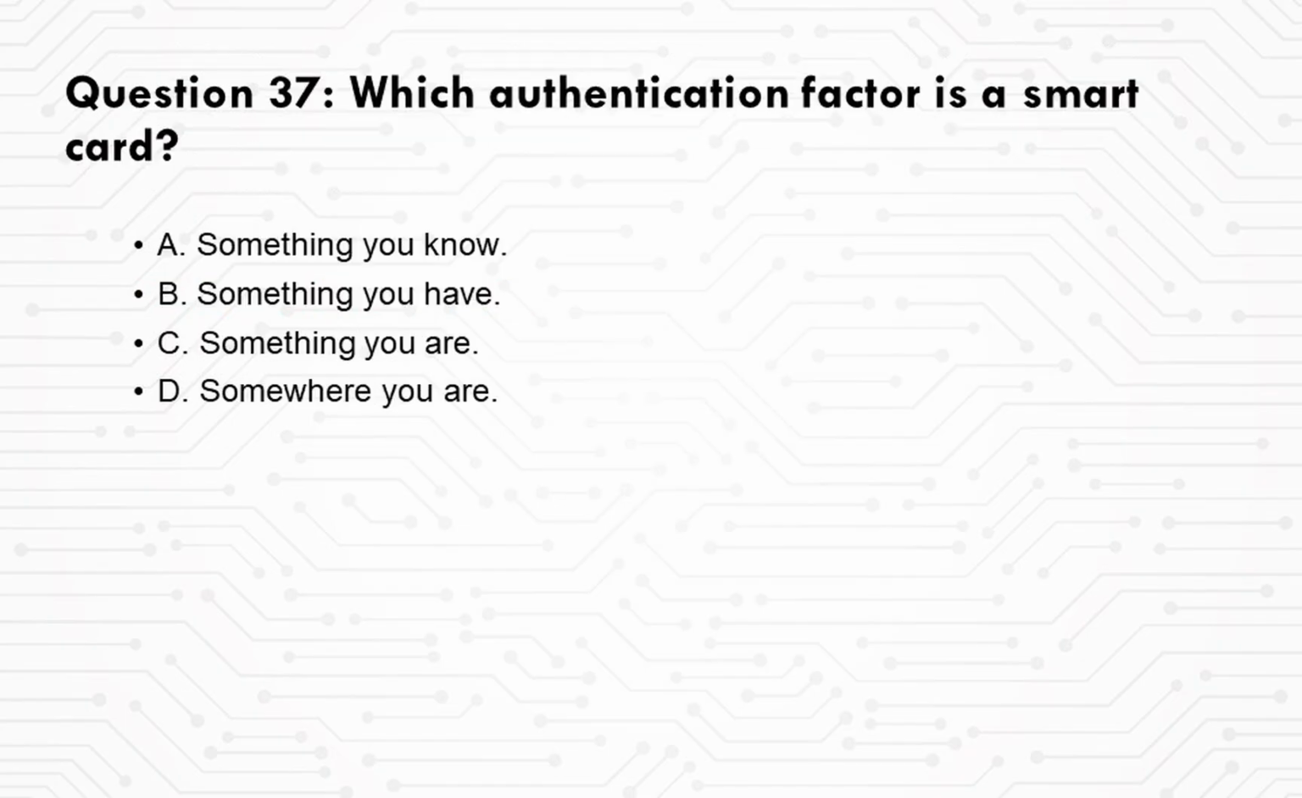Which authentication factor is a smart card? A. Something you know. B. Something you have. C. Something you are. D. Somewhere you are. Answer: B. A smart card is a physical item, something you have.